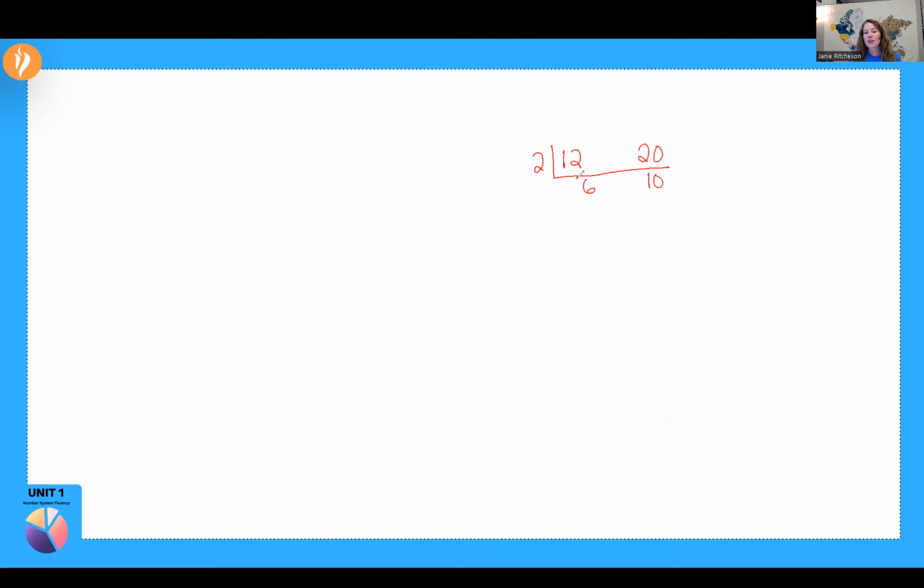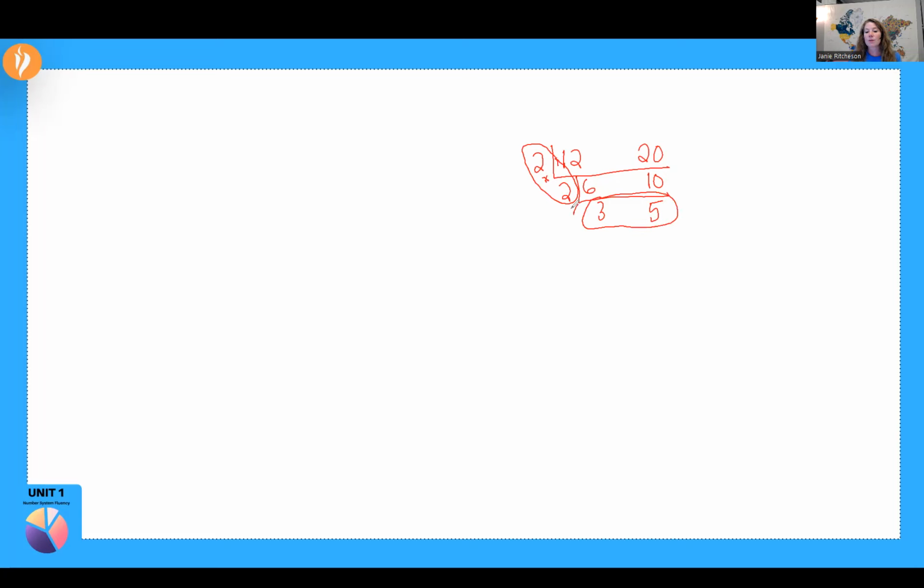These numbers are both even, so we're going to divide by 2 again. So 2 times what is 6? 2 times what is 10? All right, finally, 5 and 3 have no common factor, so we stop. So if I was asking what is the greatest common factor, the answer would be 2 times 2, which is 4. But now we're finding least common multiple.